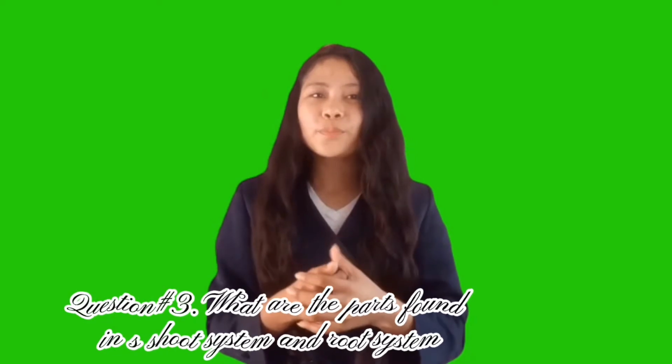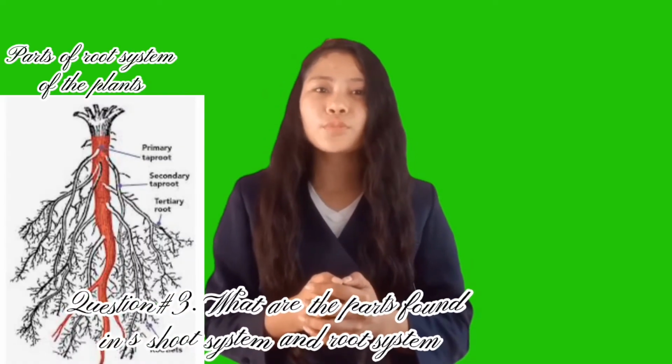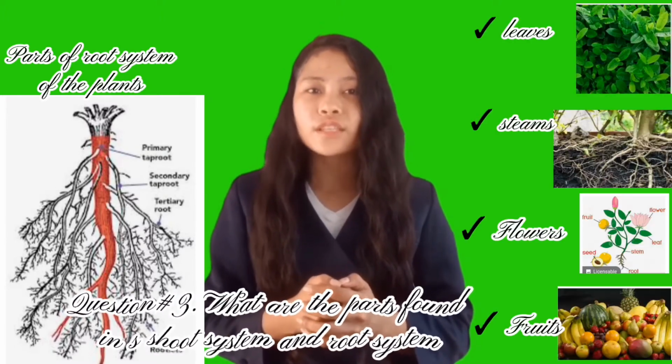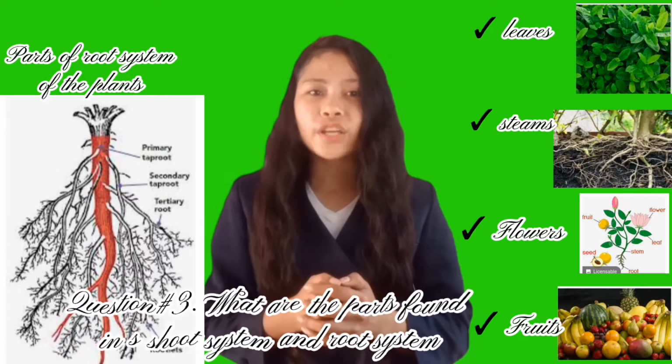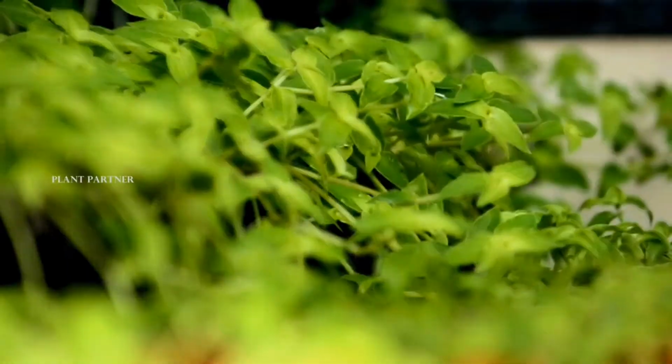Number 3. What are the parts found in the shoot system and root systems? The shoot system of a plant consists of leaves, stems, flowers, and fruits. And then the root system anchors the plant while absorbing water and minerals from the soil.